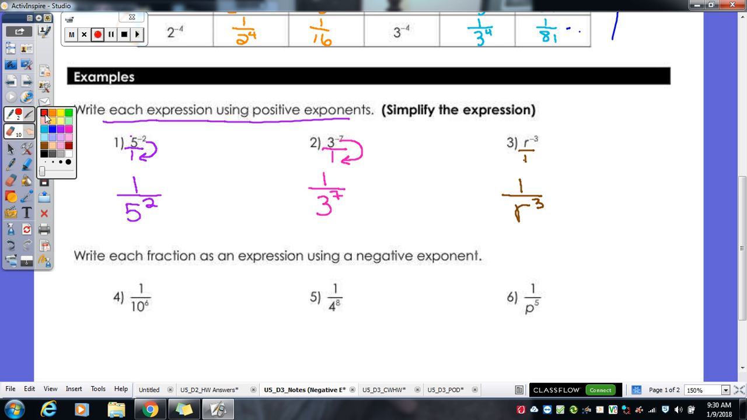So now for the next part, they want us to write each fraction as an expression using negative exponents. So we're going to practice going the other way. We have a positive exponent. We want to make it negative. So how would I write number 4? 10 to the negative 6. It's positive 6 in the bottom, so I want to make it negative 6.